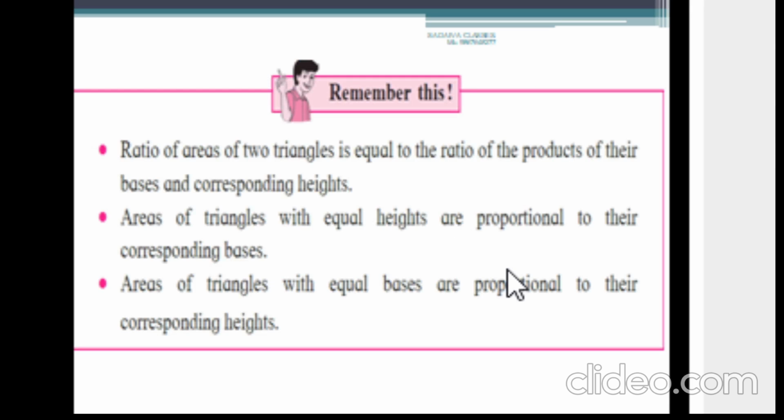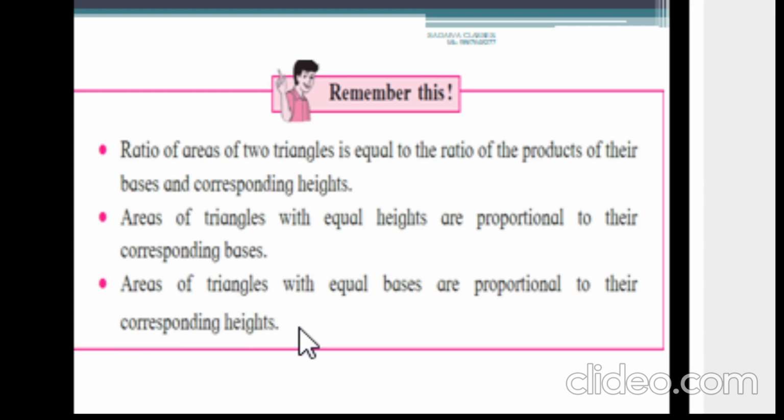So you have to remember three things primarily: the ratio of areas of two triangles is equal to the ratio of the products of their bases and corresponding heights. Areas of triangles with equal heights are proportional to their corresponding bases. Areas of triangles with equal bases are proportional to their corresponding heights. So you have to remember this.